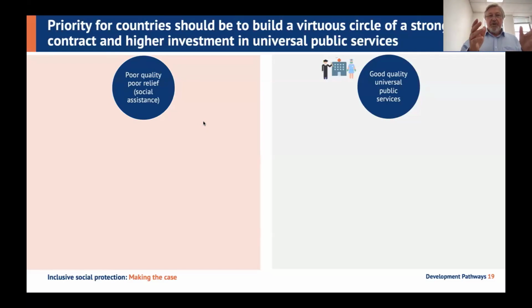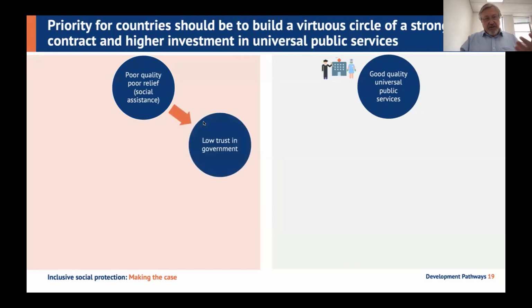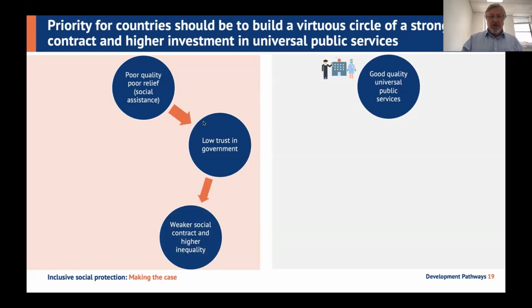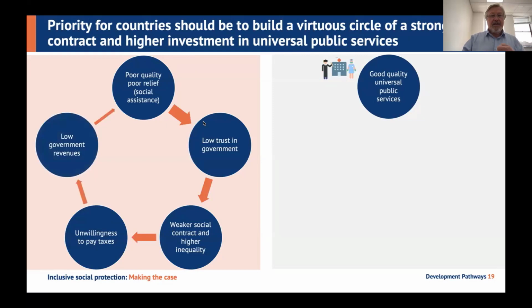And so just coming near the end, I think the challenge that we find, if you look on the left here, with many countries that have the poor relief system, it kind of undermines the social contract, because by delivering poor quality poor relief systems, you build low trust in government. It leads to a weaker social contract and higher levels of inequality, an unwillingness to pay taxes, low government revenues, and you get this vicious circle where general government revenues stay very, very low, and it's difficult to move to much higher levels of government spending, including universal public services.